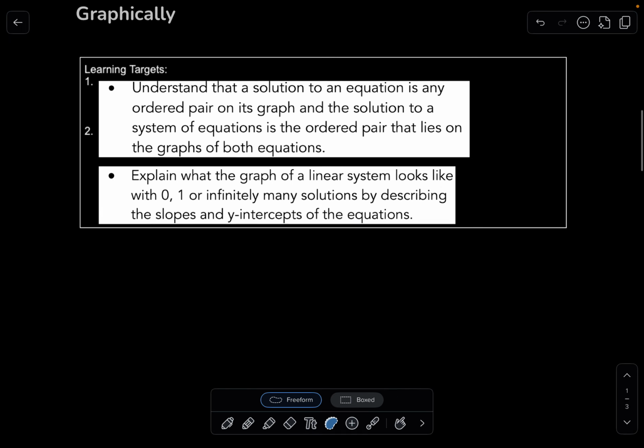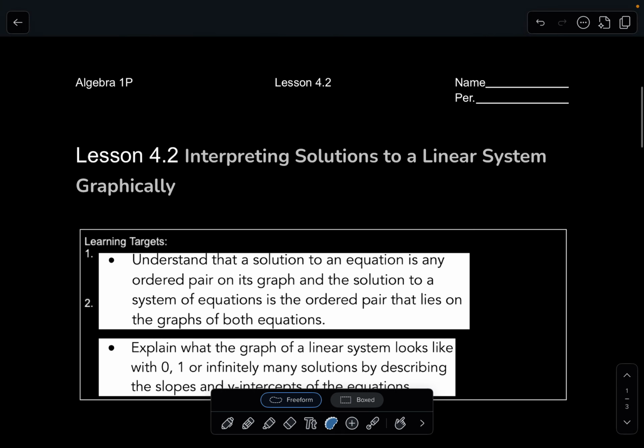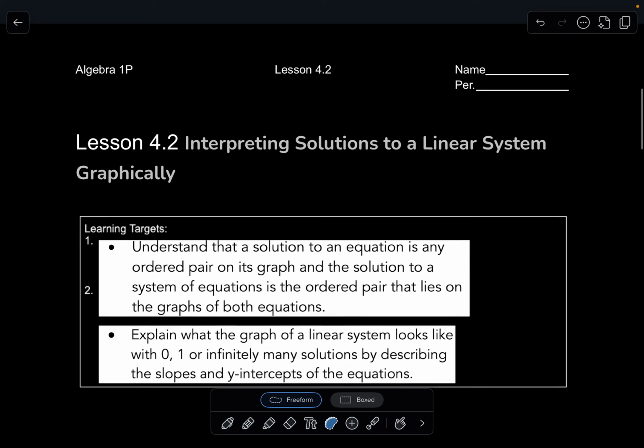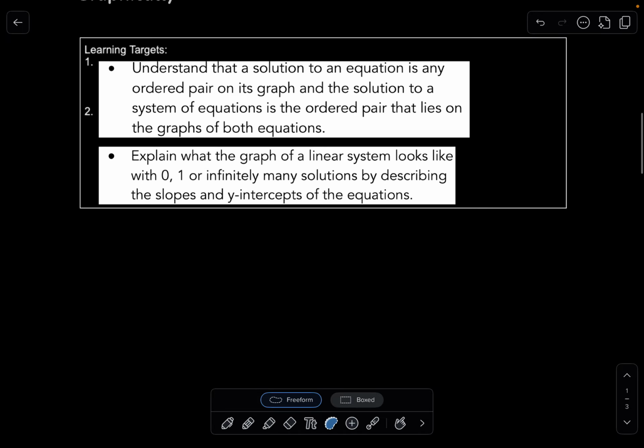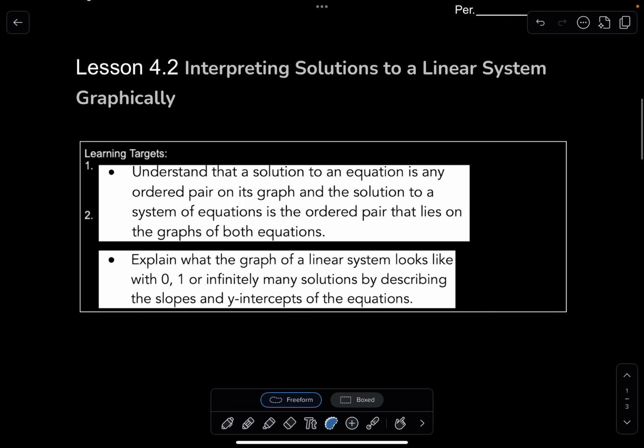All right, so lesson 4.2 is about basically what does it mean to be a solution to a system of equations. We already saw that we found points that were common to both equations from lesson 4.1 that satisfy both equations. Graphically, what does that mean?